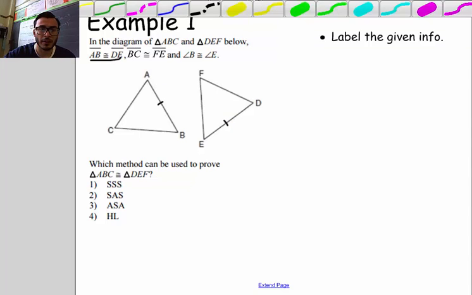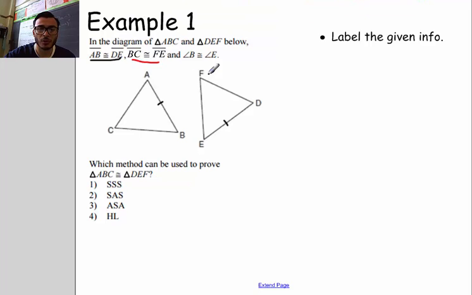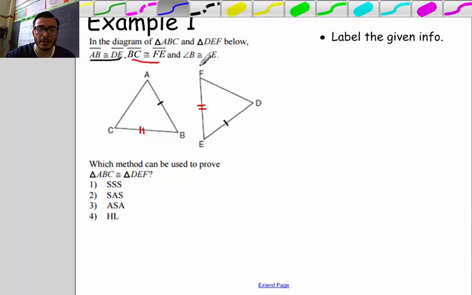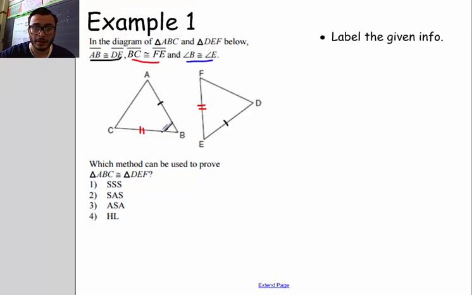We are also given that side BC is congruent to side FE. And this time I'm going to put 2 marks on BC and 2 marks on FE, because I want to distinguish between the given information. Then it says angle B is congruent to angle E. So now it's saying that the angle here measures the same as the angle here. So that's the given information.